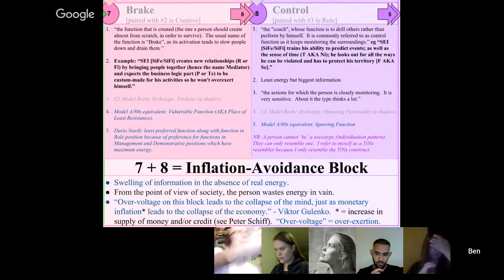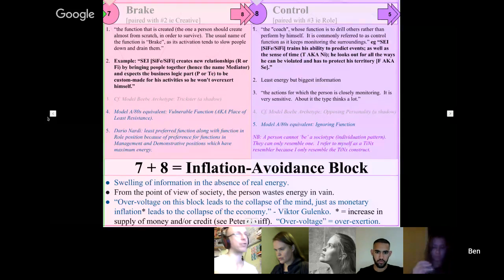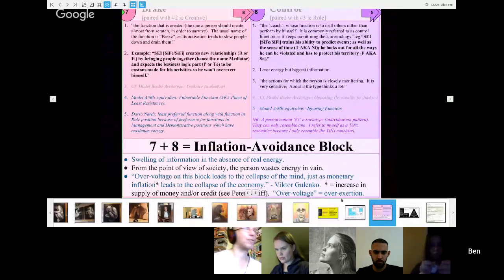So we're going to do the break. We'll explain the break, do the break bullet points, and then we'll get back to the control. So together, this is the inflation avoidance block, and you can all read the stuff that's there on screen and the wonderful metaphor that Victor used that Dario and I very much approve of, because he understands what inflation actually is. Right there.